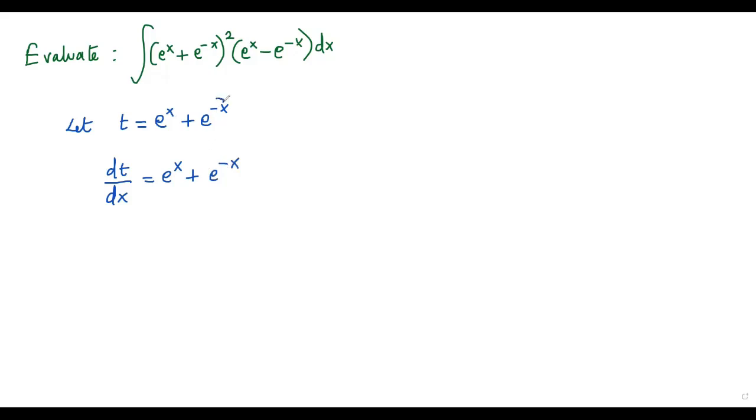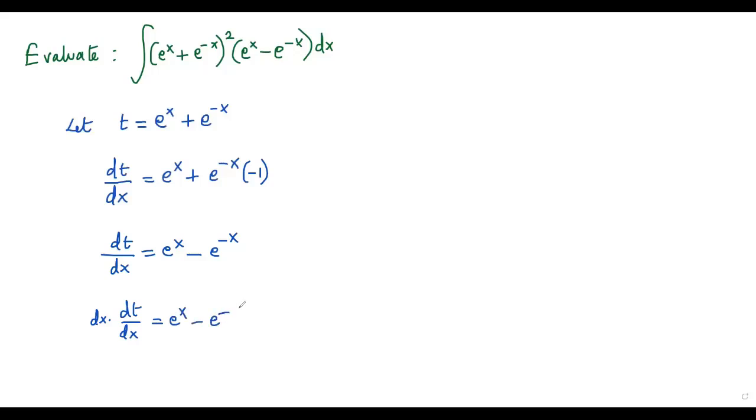By chain rule, I have to do a further derivative of this negative x with respect to x. So the derivative of negative x with respect to x is just negative 1. So now we have to multiply by negative 1. Okay, so dt over dx equals e^x. When I multiply this positive and negative, it will be negative 1 times e^(-x), which is −e^(-x). Now I'm going to multiply both sides of this equation by dx to get rid of the dx in the denominator.